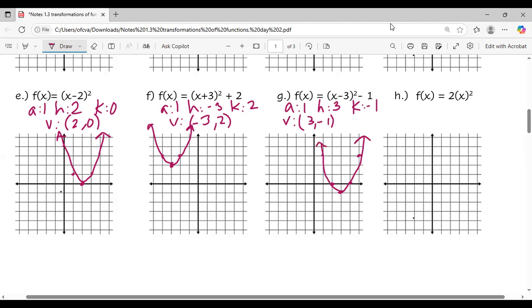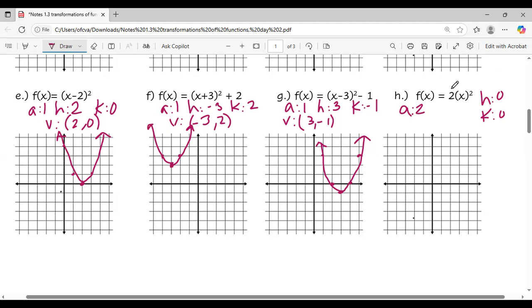There we go. So now we get to h. This is the one that looks different because notice there's no value inside with x, and there's no value outside. That automatically gives you an h of 0 and a k of 0, right? The number you do have is on the outside of x. That's your a value. So your a value is 2.